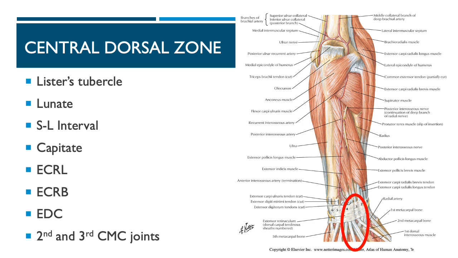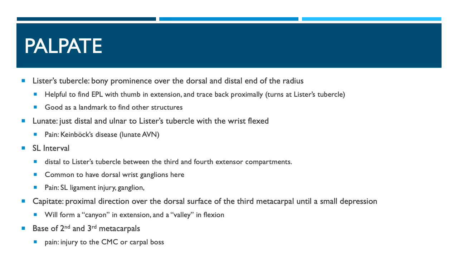In the central dorsal zone, the structures that you'd find here are Lister's tubercle, the lunate, the SL interval, the capitate, the ECRL, the ECRB, the EDC, and the second and third CMC joints. To palpate Lister's tubercle, this is a bony prominence over the dorsal distal end of the radius. So it's helpful to start by activating your EPL with your thumb in extension and trace that back proximally. Where the EPL takes a turn is where you'll find Lister's tubercle.